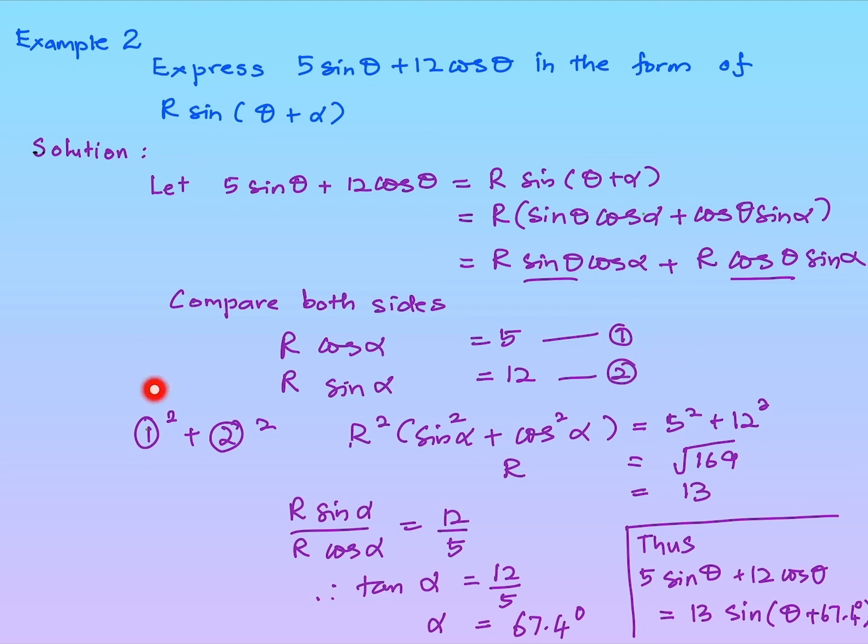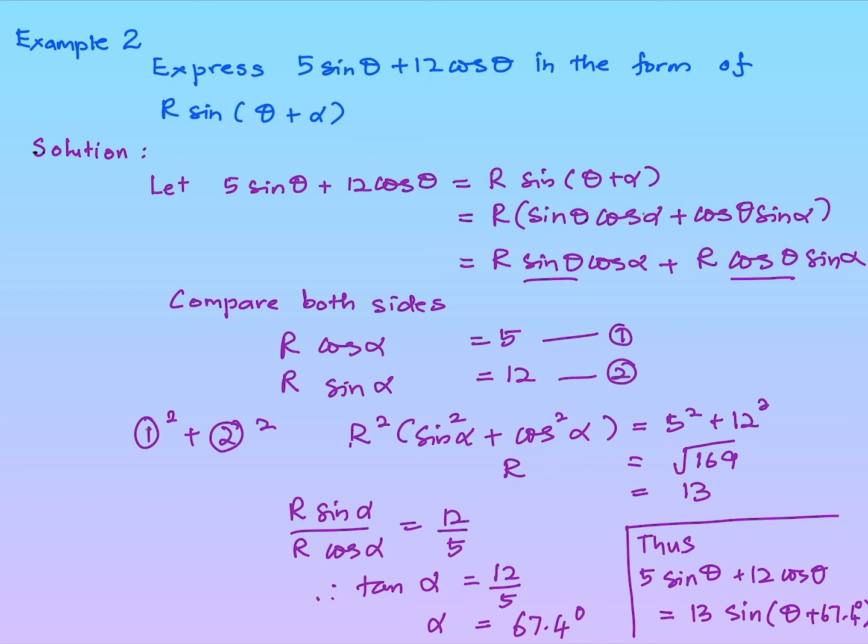So equation number 1 square plus equation number 2 square, we have r square times sin square alpha plus cos square alpha, which is 1, equals 5 square plus 12 square. So we will have here r as 13.